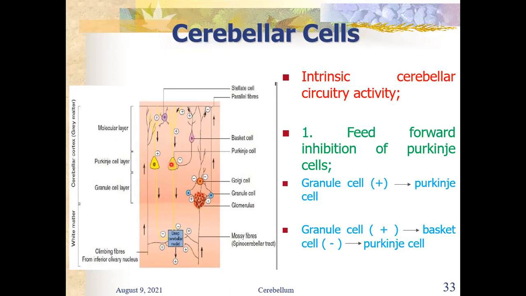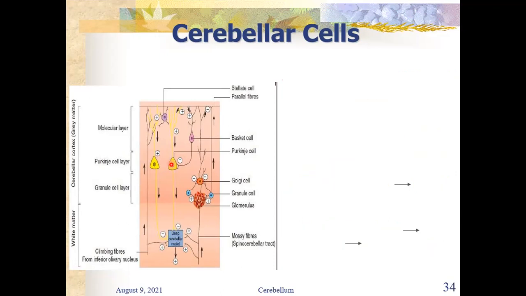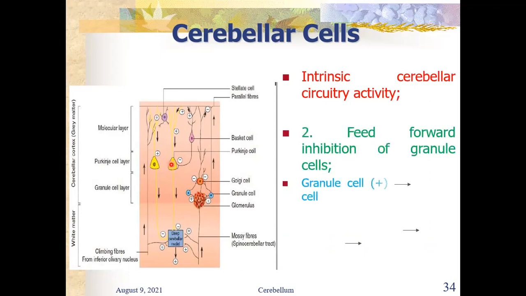So that is how a feed-forward inhibition occurs within the cerebellar circuitry. There are three types of them. We have seen the first one. We also have another feed-forward inhibition of granule cells, connecting with the Golgi cells, and the Golgi cells feeding negative connections to the Purkinje cells.